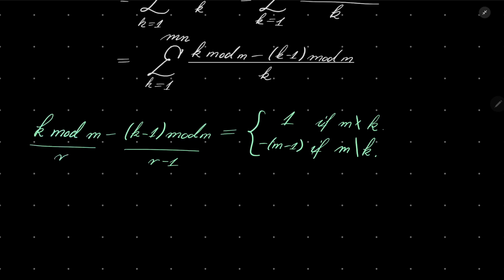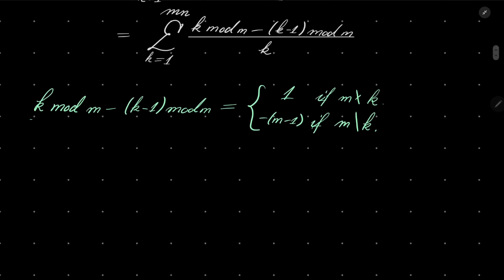Oh, sorry. And that is very helpful, because now we know that our sum can be split again into two different sums. One sum will be over k's which are not multiples of m. Maybe let's write it in orange.